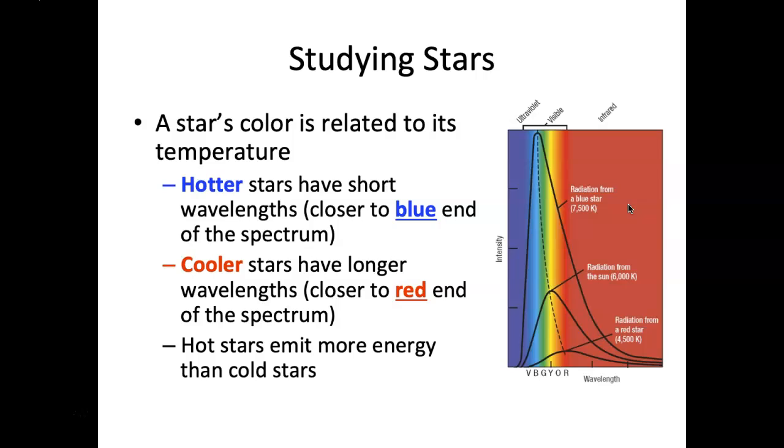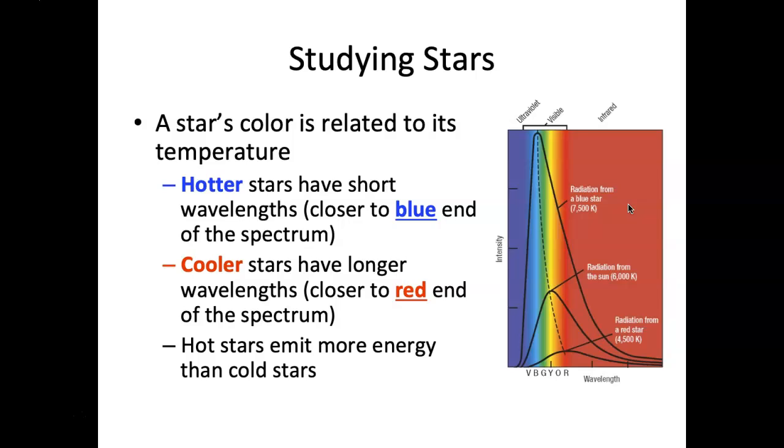We also know that the color of a star is related to its temperature. Hotter stars will have shorter wavelengths. That means they're going to be closer to the blue end of the spectrum, while cooler stars will have longer wavelengths, which will look more red, or have a more reddish color in that spectrum.